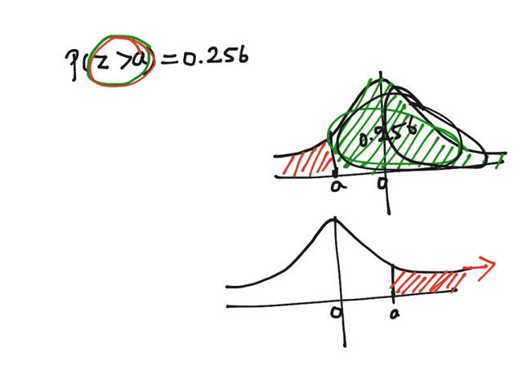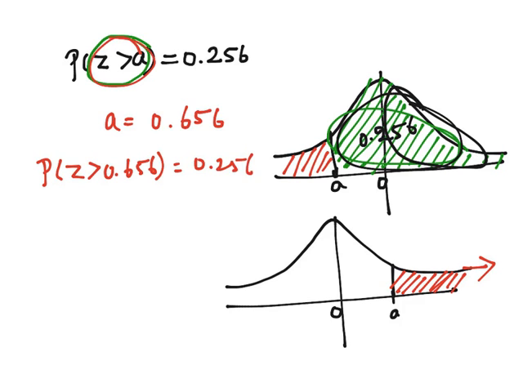So go to inverse normal, go to distribution normal, go to inverse normal, and tail again is right, isn't it? Tail is right. Area is 0.256 and sigma is 1 and mu 0. So you get A as 0.6557. So 0.656. Right? So that is the answer. So A is 0.656, which means P of Z more than 0.656 is actually 0.256.